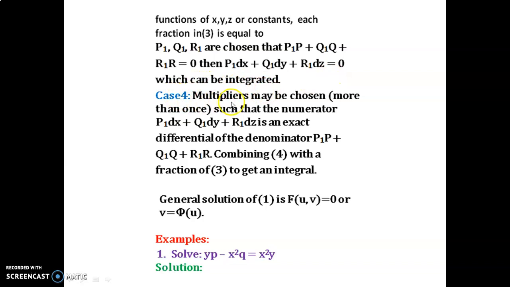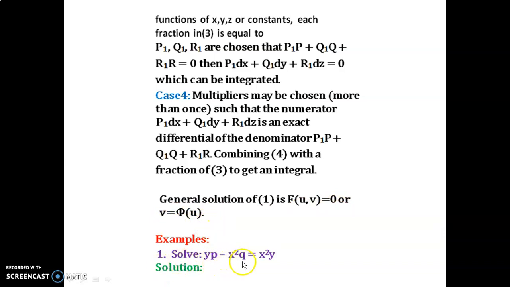Case 4. Multipliers may be chosen more than once such that the numerator P1 dx plus Q1 dy plus R1 dz is an exact differential of the denominator P1P plus Q1Q plus R1R. Combining 4 with a fraction of 3 to get an integral. So the general solution of the given equation is f of u, v equal to 0 or v equal to phi of u. Now we will see example.